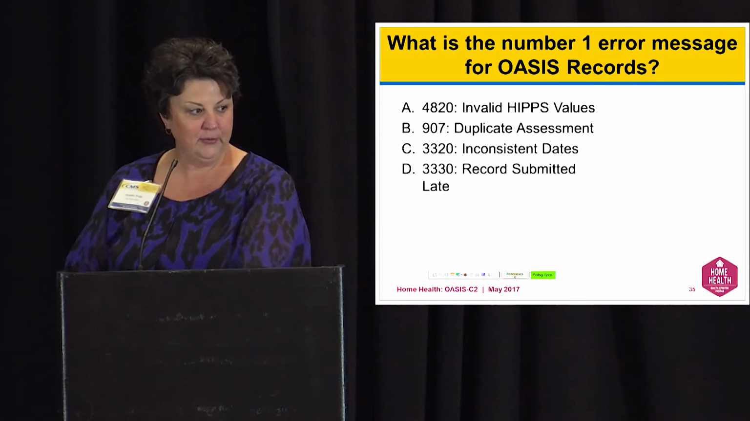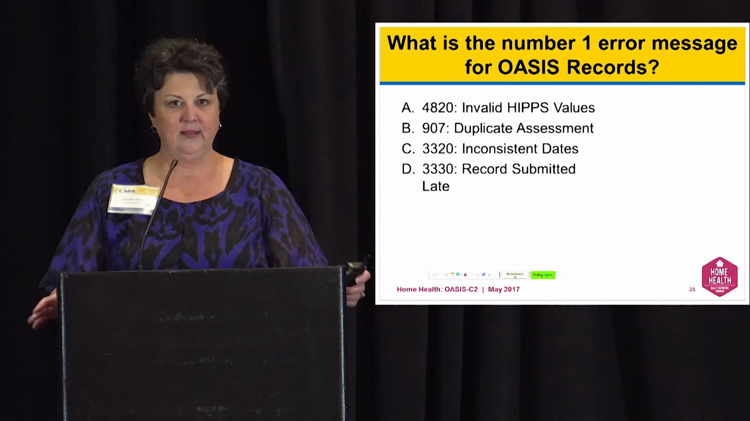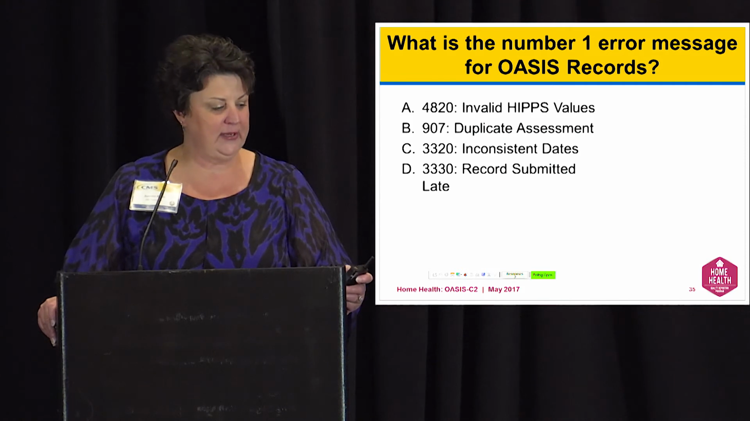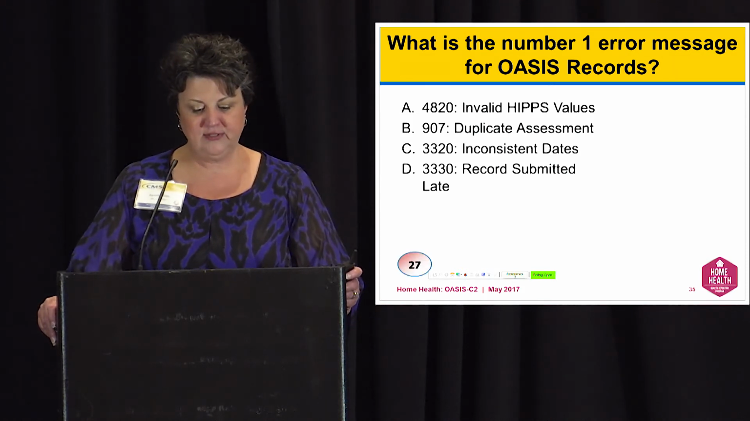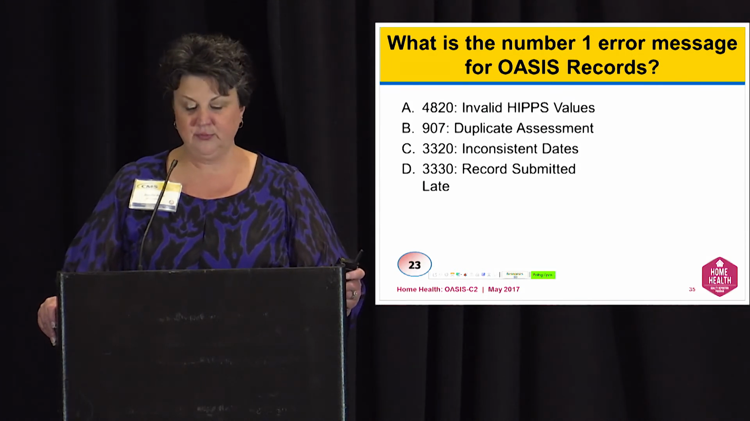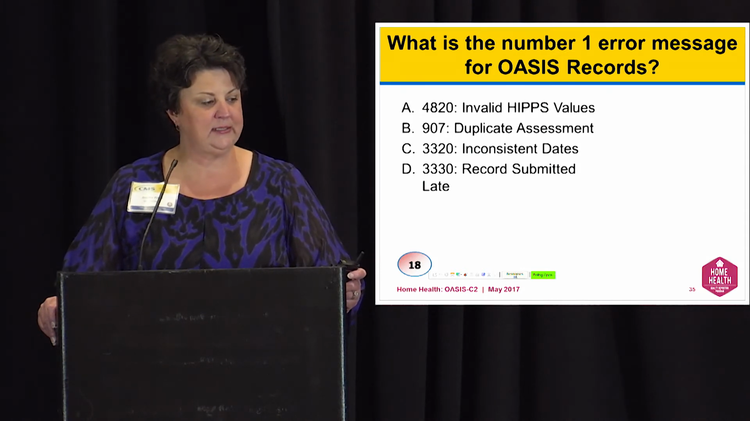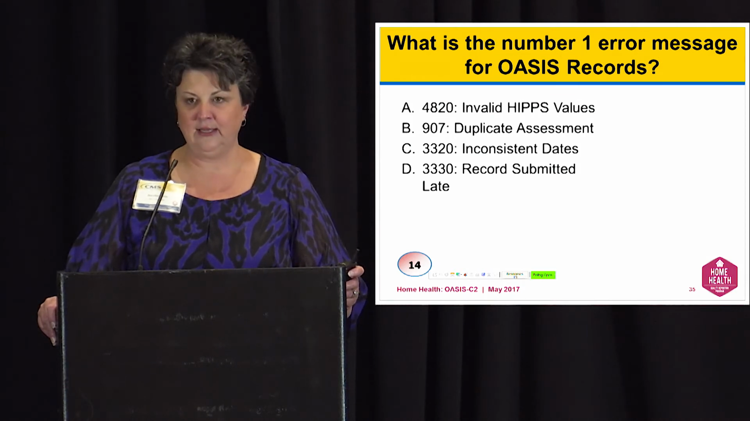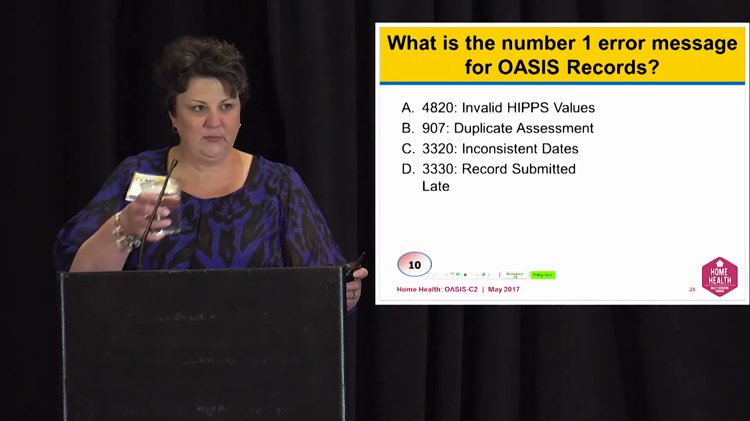Okay, and another polling question for you, so get those clickers ready. What is the number 1 error message for OASIS Records? Is it 4820, invalid HIPS? Is it 907, duplicate assessment? Is it 3320, inconsistent dates? Or is it 3330, records submitted late? Take just a couple more seconds there.